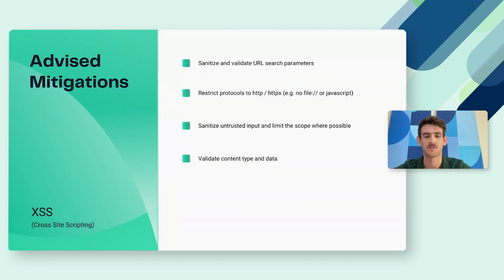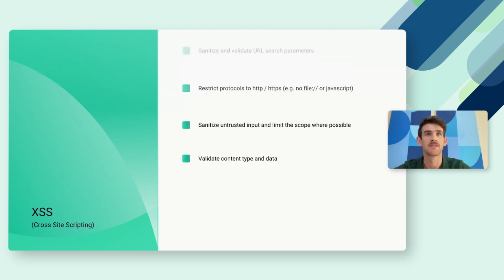So some mitigations you can pursue. One, obviously, is to sanitize and validate any input, whether that's URL search parameters or submitted user inputs, trying to limit the scope when possible, and always validating that the data is what you expect to ensure you're not going to have any unintended mishaps.